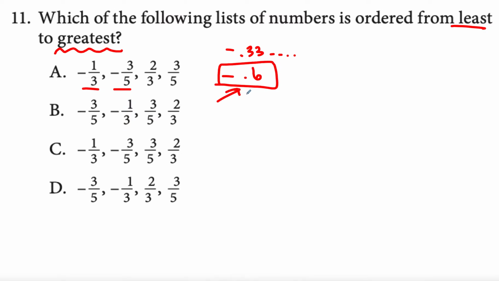So I'm looking for something that has negative 3 over 5 as a first value because that's the least. That tells me B and D might be my choices. And then when I move on to the other side, 3 over 5 is 0.6. But 2/3 is 0.66 continue. So therefore, you get to realize that 2/3 is greater than 3 over 5, which is choice B would have been the answer. All right, let's move on to the next problem.